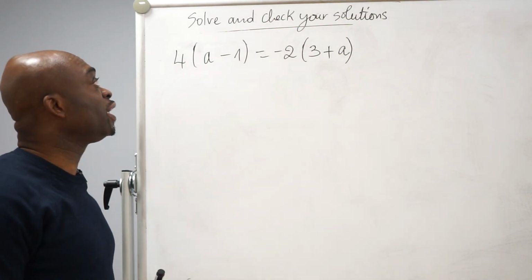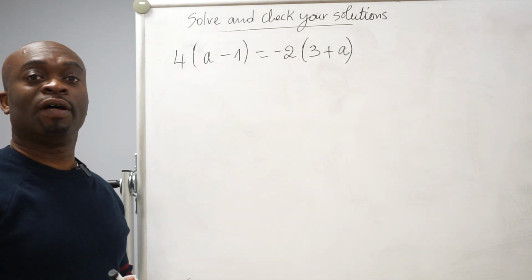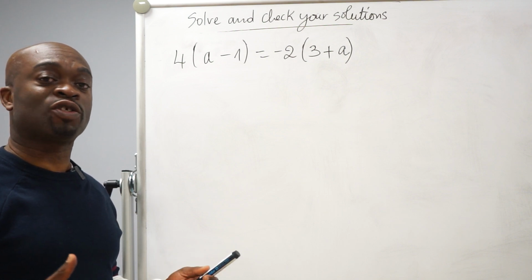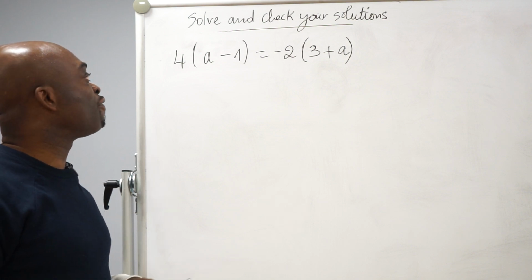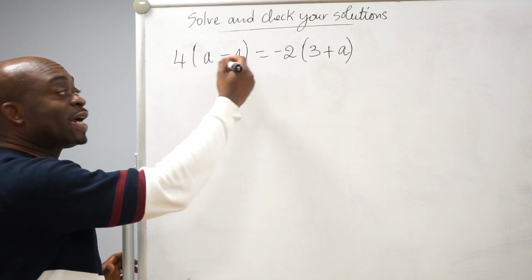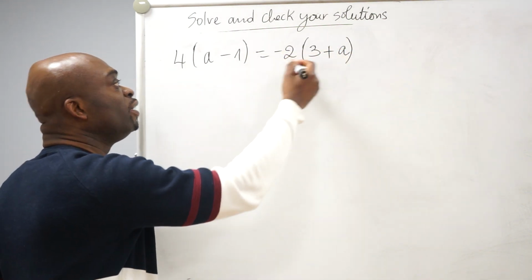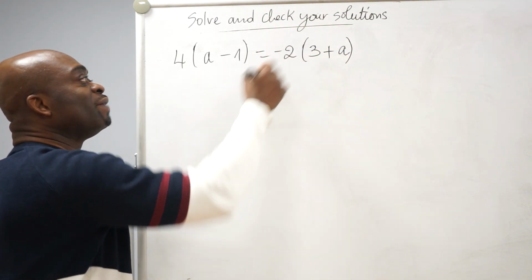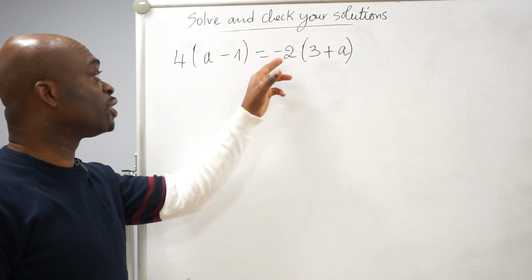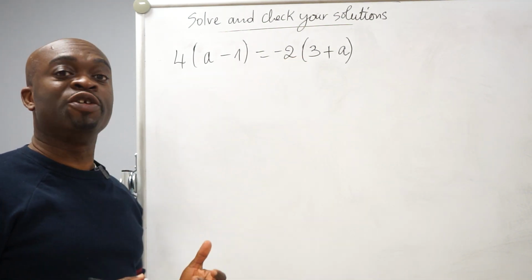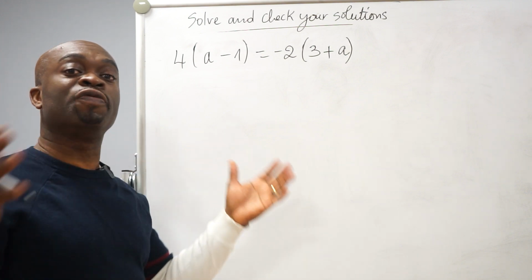Ladies and gentlemen, so here we are solving for the equation and also checking the answer. Okay, so that's what we're doing. So we have 4 times parenthesis a minus 1 equals negative 2 times 3 plus a. Remember that if you don't have anything between the coefficient, which is negative 2, and the parenthesis, it's multiplication. So what do we need to do first? The first thing to do is remove the parentheses.